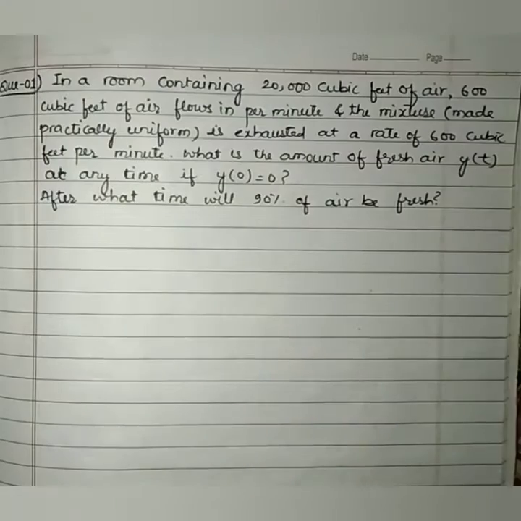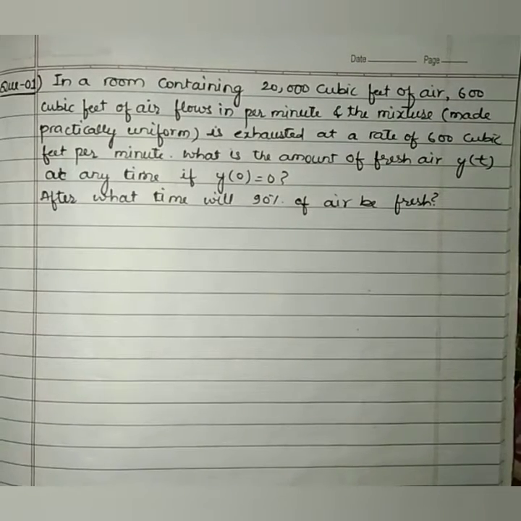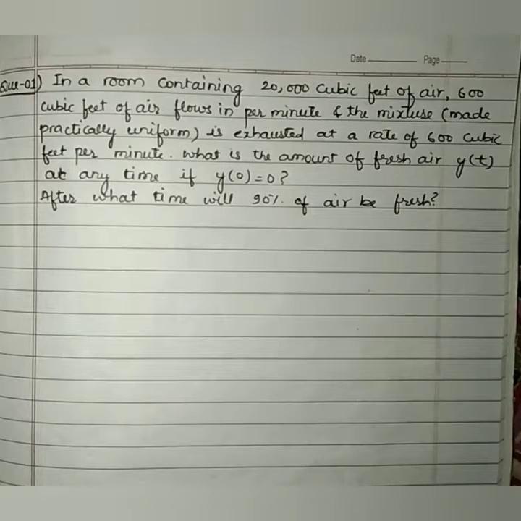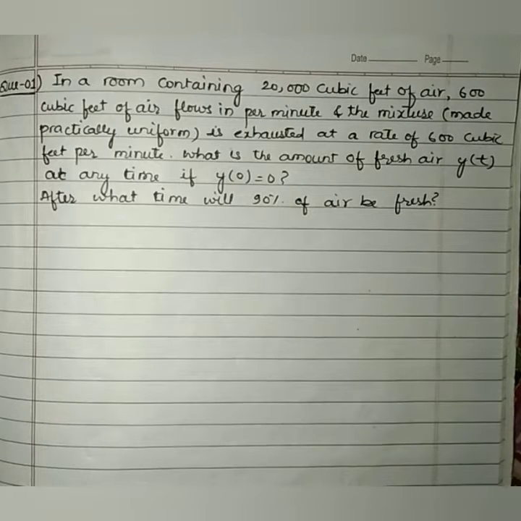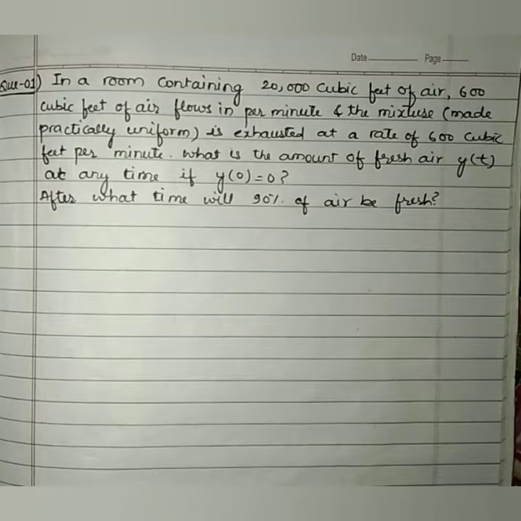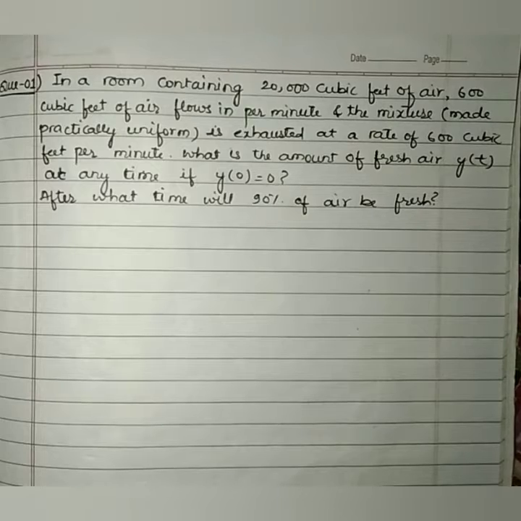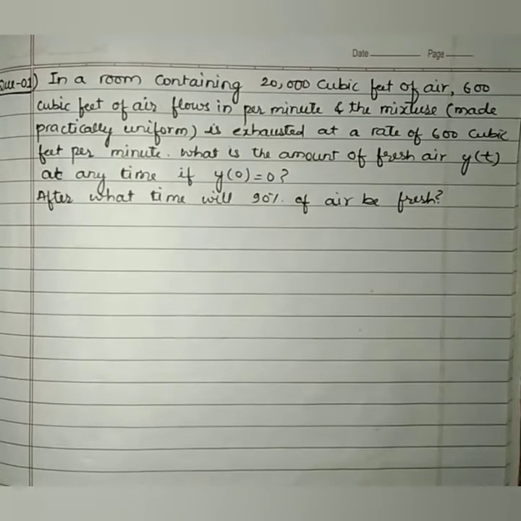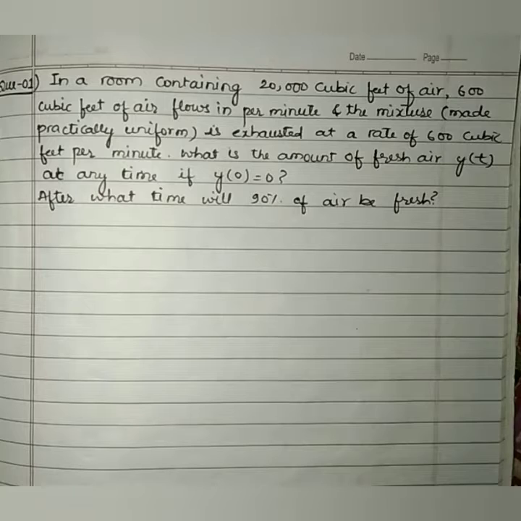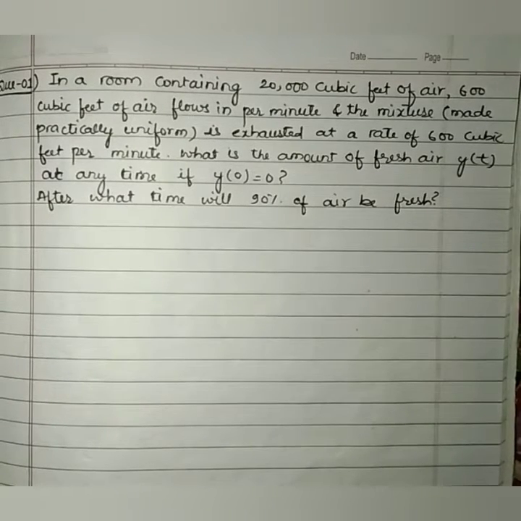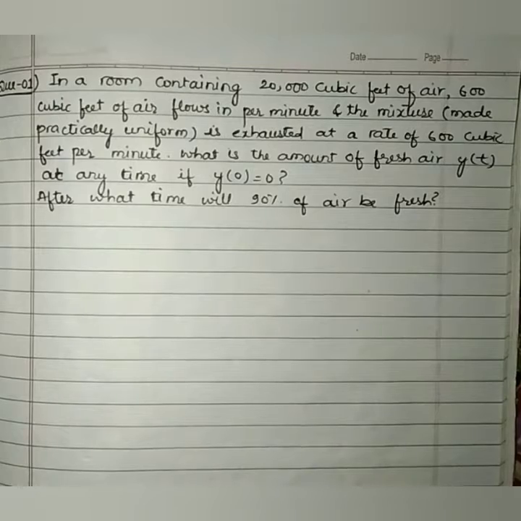Question says that in a room containing 20,000 cubic feet of air, 600 cubic feet of air flows in per minute and the mixture, which is made practically uniform, is exhausted at a rate of 600 cubic feet per minute. So what is the amount of fresh air Y of T at any time if Y at 0 equals 0, which is the initial condition given in the question. And now they are asking after what time will 90% of the air be fresh.